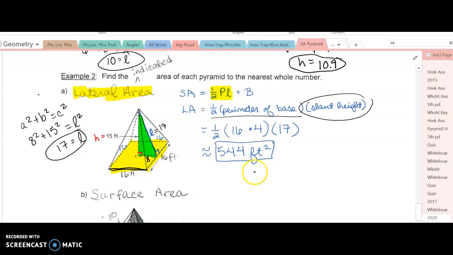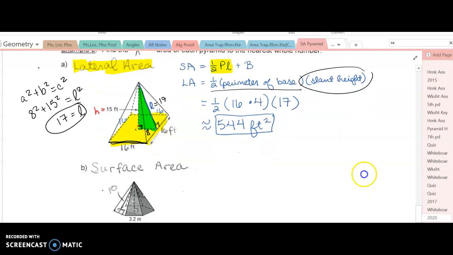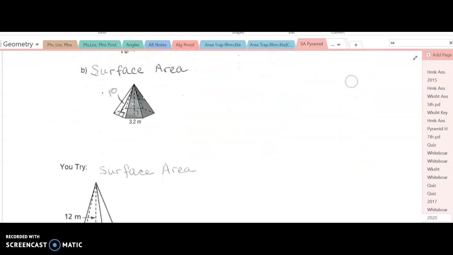So just want to point out that this is still feet squared. This is still area. It's just the area of the side triangles, and it doesn't include the square base. But because it's still area, it's still feet squared. So we could find the surface area of this problem. We would just find the area of the base and then add that to it. But that's not what they asked for. So we're going to go on then to the second problem here.